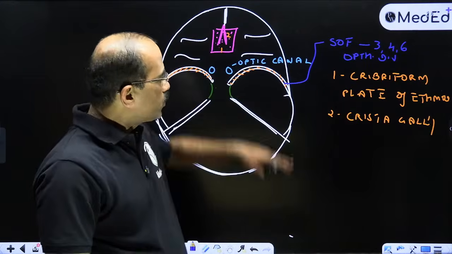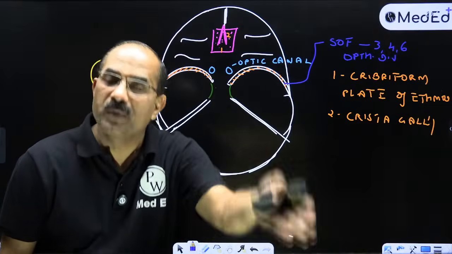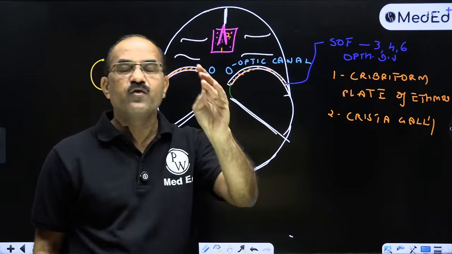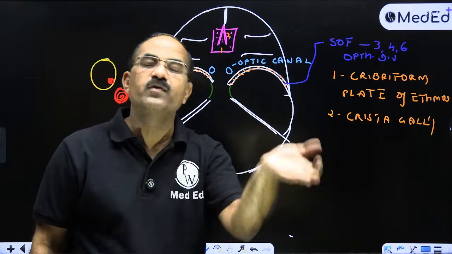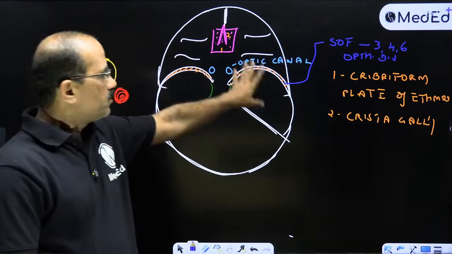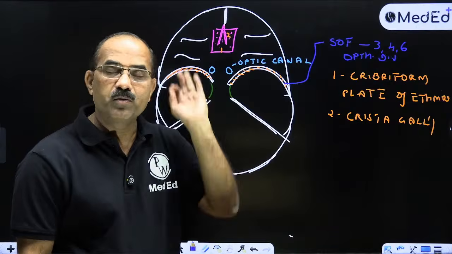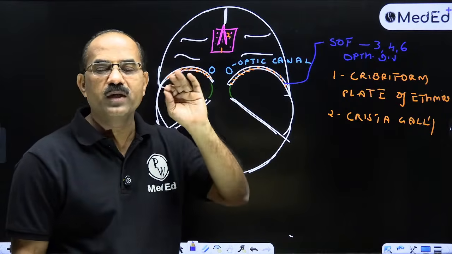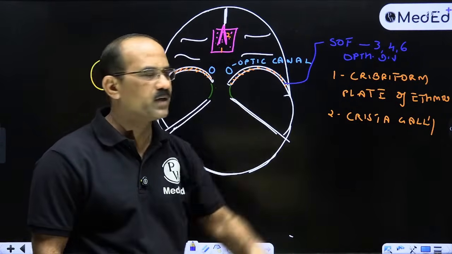ठीक है? So who enters the orbit through the superior orbital fissure? The 3rd, 4th, 6th and the ophthalmic division of trigeminal nerve. परफेक्ट है. बस this you have to know. जो मैं बोल रहा हूं, it should be on the tip of your tongue. ये पूछेंगे. Fine, perfect, very good.